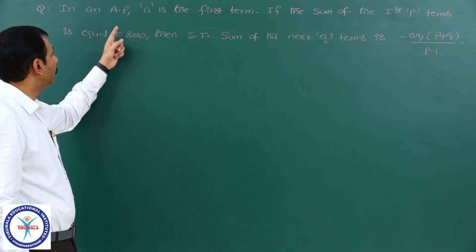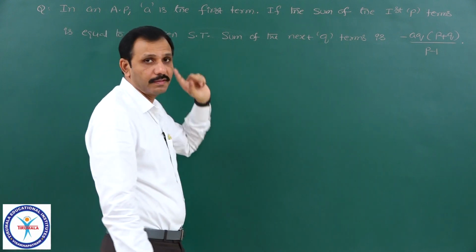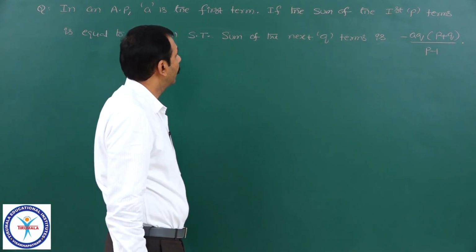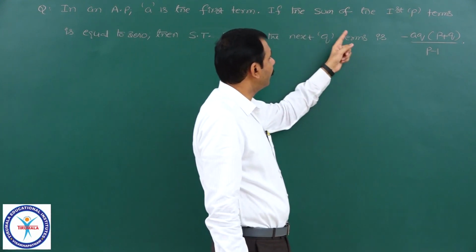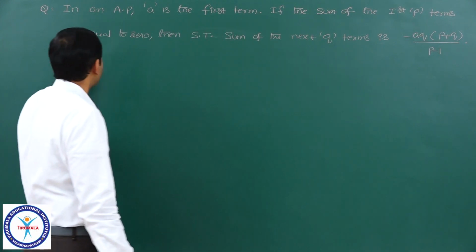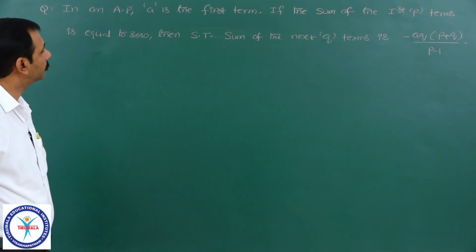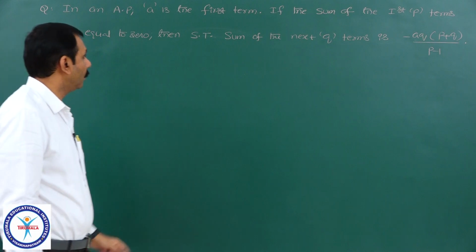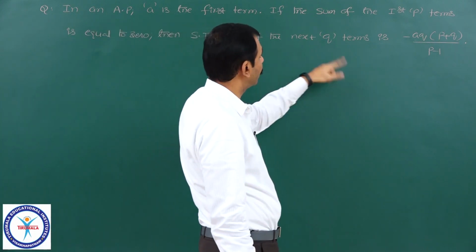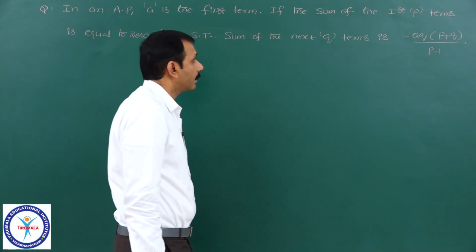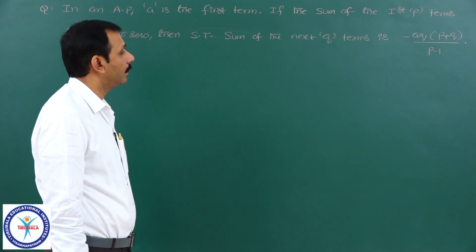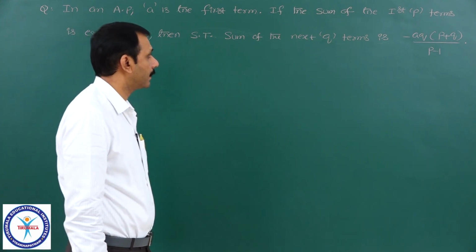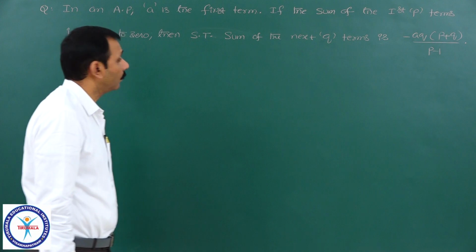In an AP, a is the first term. And if the sum of the first p terms is equal to 0, then show that the sum of the next q terms is minus aq into (p plus q) by (p minus 1). Yes, good problem, this one.